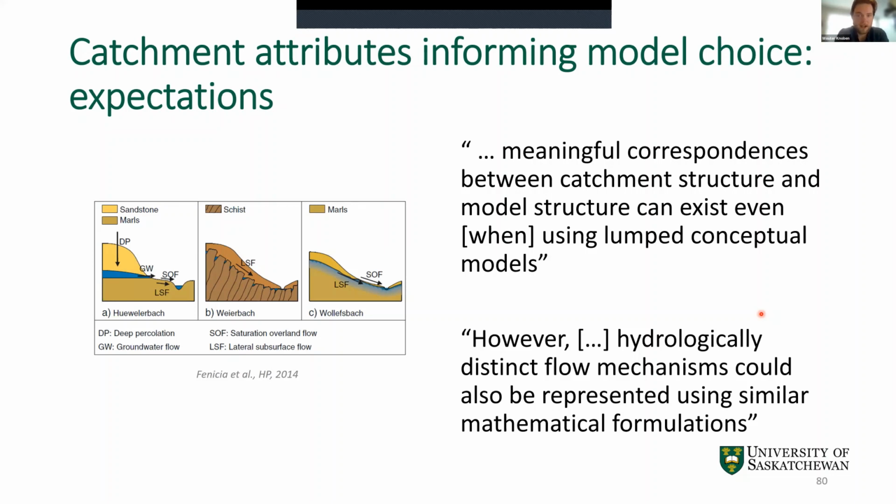However, they also say hydrologically distinct flow mechanisms could also be represented using similar mathematical formulations. And that is not such great news, because that means that even though the hydrology is different, a single model structure may be able to represent that. So maybe our expectations should be there may be a relation between catchment attributes and model structure, but maybe we also shouldn't get our hopes up too much.